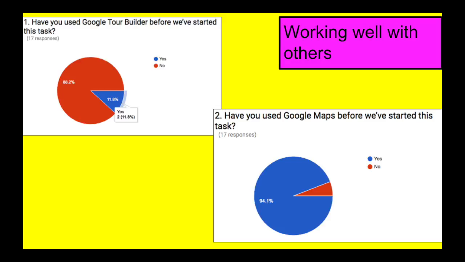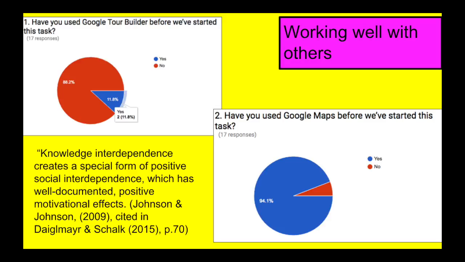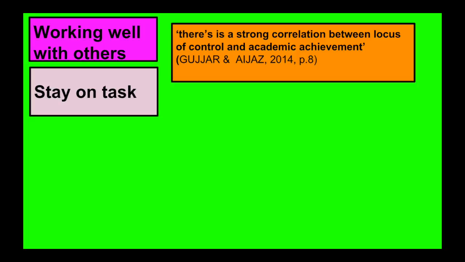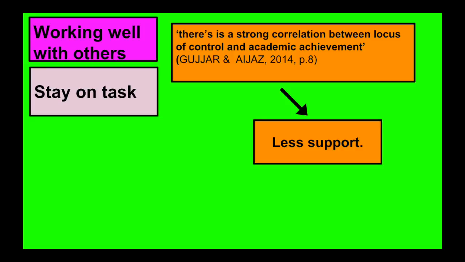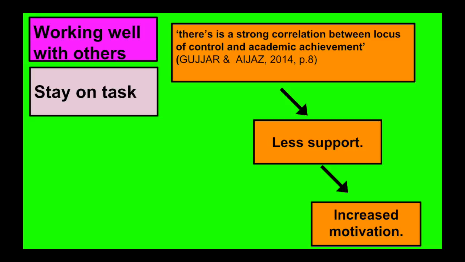Johnson & Johnson states that knowledge independence creates a special form of positive social independence, which has positive motivational effects. Added to this, Kuja and Ajaz suggest that there is a strong correlation between locus of control and academic achievement. So I wanted to shift the locus of control to the students to improve their motivation. Therefore, I have provided less support than usual, hoping that this will help motivate my students to apply themselves more, which will lead to them being more on task.